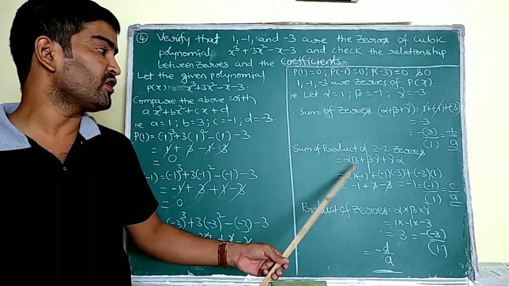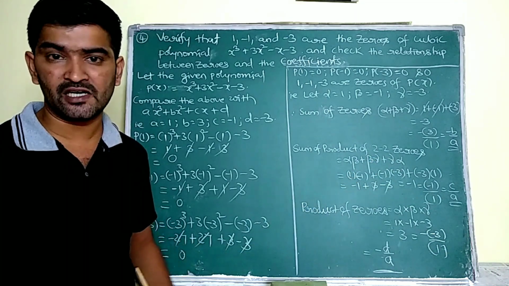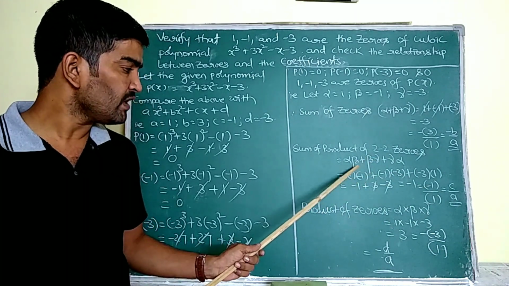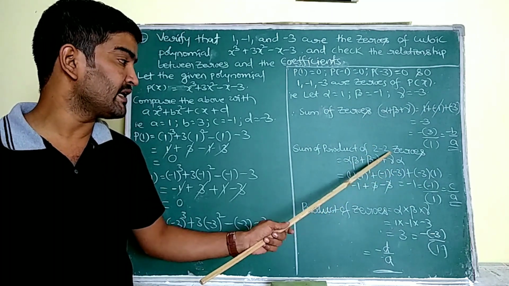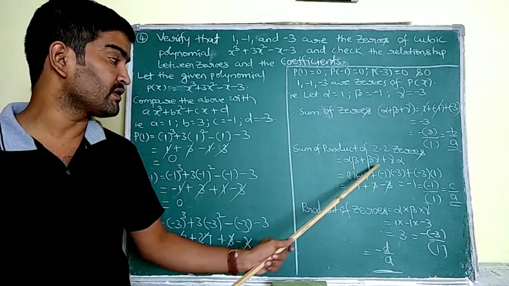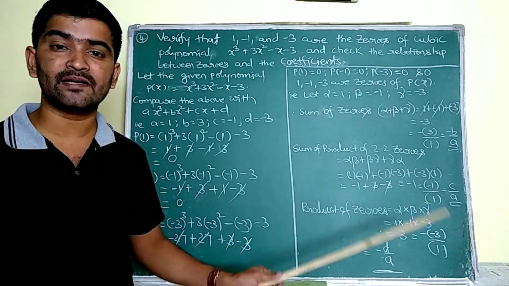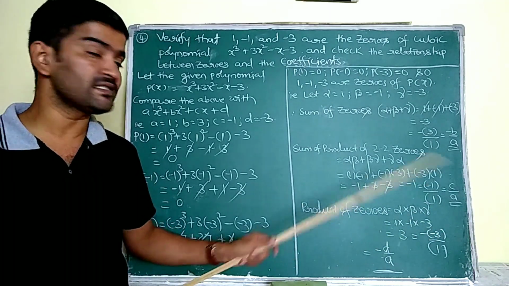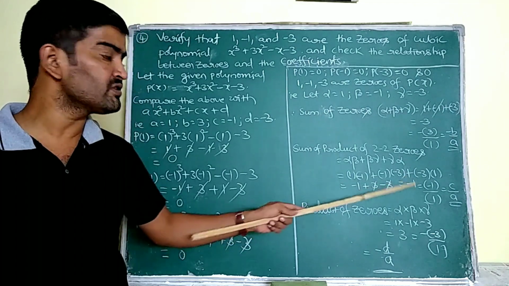Now the sum of products of two zeros: alpha beta plus beta gamma plus gamma alpha. So 1 into minus 1, next minus 1 into minus 3, next minus 3 into 1. See, 1 into minus 1 is minus 1, minus 1 into minus 3 is plus 3, minus 3 into 1 is minus 3. So here minus 3 and plus 3 are going to be cancelled. Then the remaining value is minus 1.